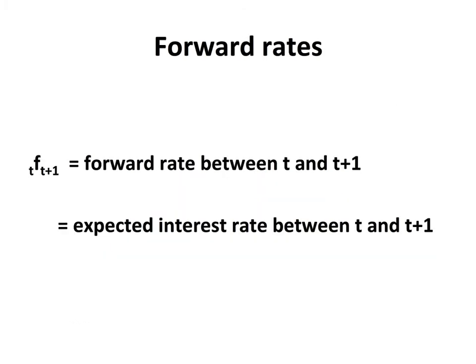The mathematical notation we will use is given here. Here we're seeing the forward rate between period t and t plus 1. So this could be between 0 and 1, 0 and 2, 0 and 3, 0 and 4. So we could have forward rates averaged over multiple periods, and again it's the expected interest rate between t and t plus 1. And again we're going to imply those from spot rates.